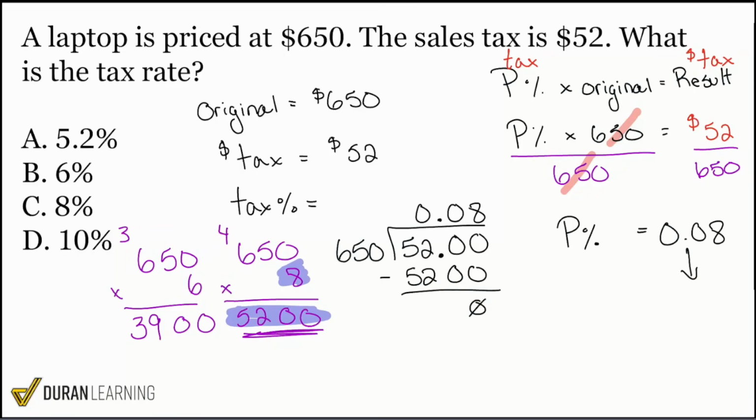To turn this into a percentage, we're going to work backwards from that rule. Instead of moving it twice to the left, we'll move it twice to the right. 1, 2, and that will give us 8%. That is the tax rate for the laptop that was purchased, making our correct answer here answer choice C.